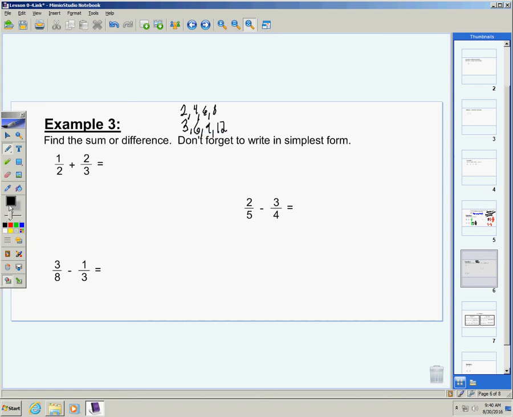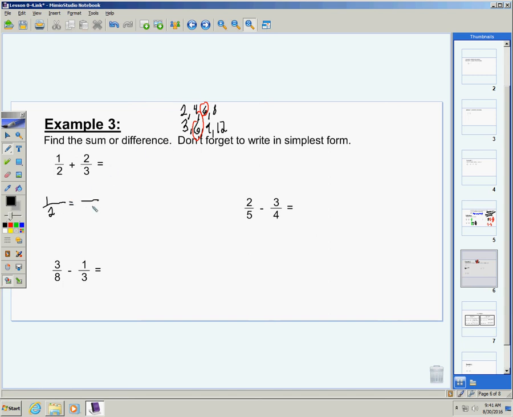That's the first number that appears in both of the lists. That's what the least common multiple is. And to get my least common multiple, I'm just going to do 1/2. And since I know my LCM was 6, I know I want the denominator to be 6. And then it's just kind of like filling in pieces of a puzzle.